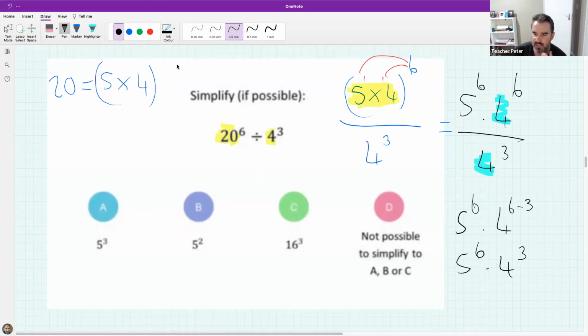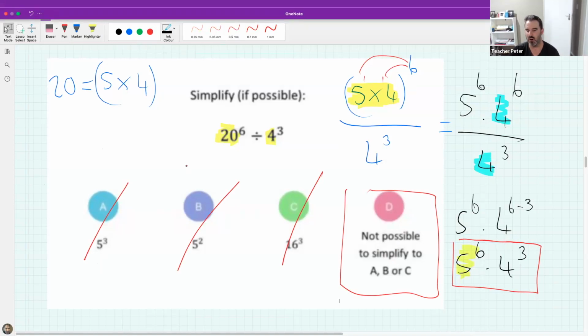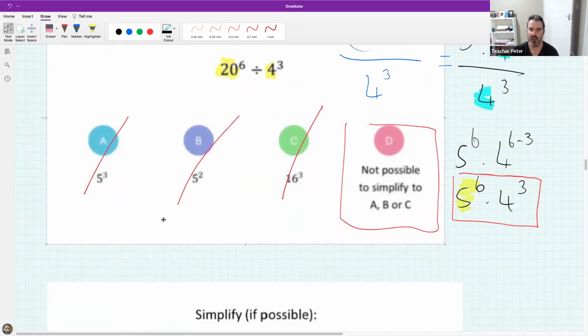So this is, basically, all we can get. There's not anything more that we can do that I can see. What I know is it can't be 5 to the 3, because we've already got 5 to the 6. It can't be 5 to the 2. It can't be 16 to the 3. So it has to be D. Yes, D. So that's how these questions can get a bit harder, if you have to do some manipulation. Thanks, Tanda. That was great.